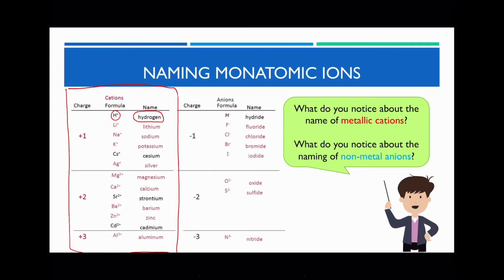However, when you compare with the anions, for instance, we know that fluorine is usually an F. When fluorine becomes an ion, so it becomes F minus, notice that it's no longer fluorine. We refer to this particular ion as a fluoride. This is generally the case for all anions. So all non-metals that form ions, we generally change the suffix, meaning the end of the name, to an "ide."